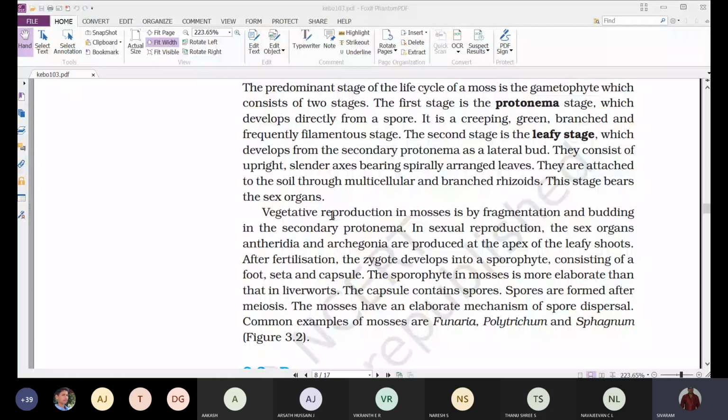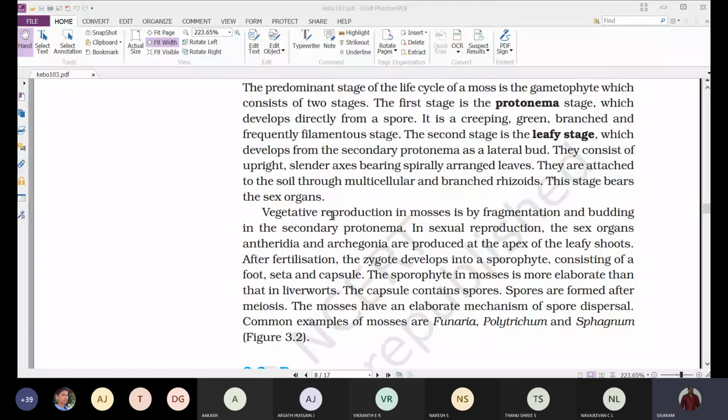mosses. And coming to the reproduction, vegetative reproduction in mosses is by fragmentation and budding in the secondary protonema. The secondary protonema produces certain buds which will give rise to the leafy stage of a gametophyte.